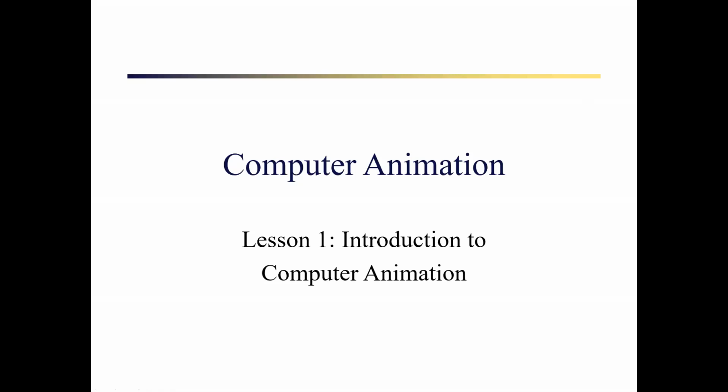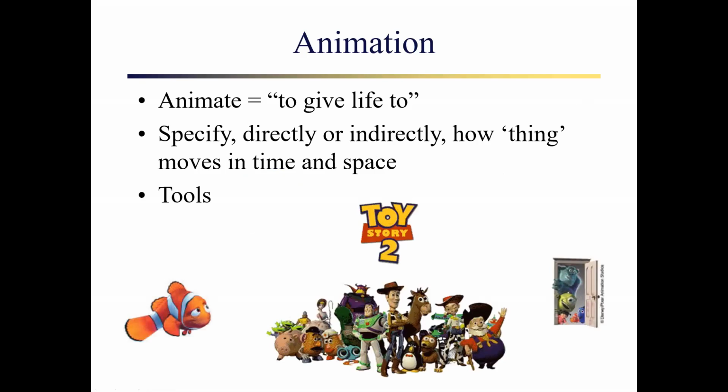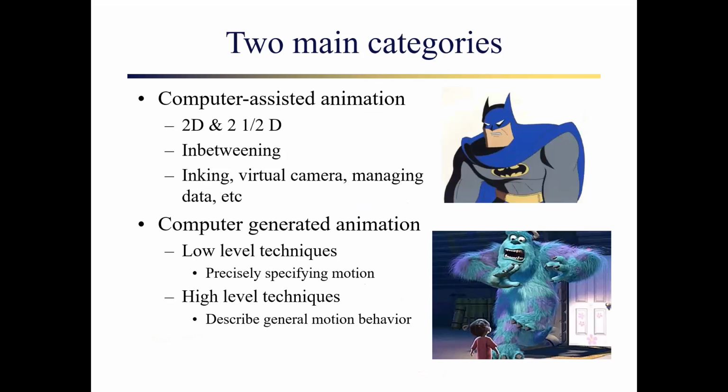So computer animation is our lesson number 1, the introduction of this. So animate is from the word to give life to, specify directly or indirectly how things move in time and space. Sa Antipolo okay na yan, pero sa QC nag-start pa lang sila, no? So animation is a tool. There are two main categories of animation. We have the computer-assisted animation, the computer-generated animation.